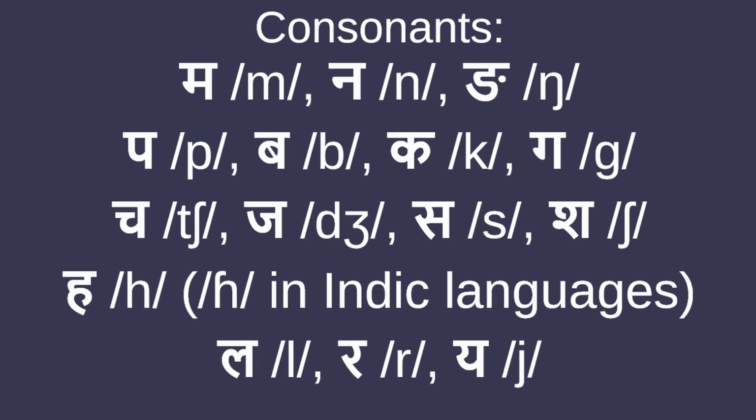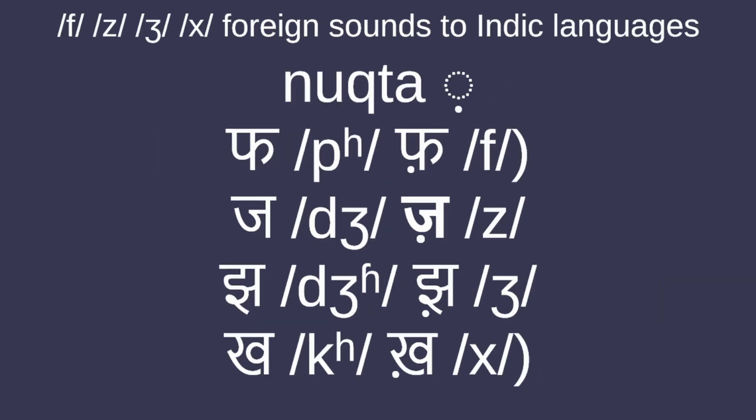The consonants are very straightforward, with ma, na, nga, pa, ba, ka, ga, cha, ja, sa, sha, ha, la, ra, and ya all having direct corresponding letters in Devanagari. Sounds like fa, za, ja, and cha are foreign sounds to the Indic languages that use Devanagari, so to represent them they add a diacritic called a nukta to native consonants pa, ja, and ka.